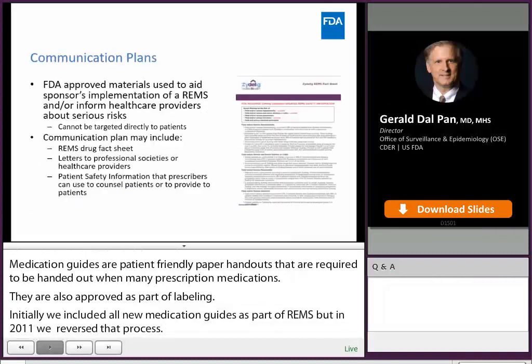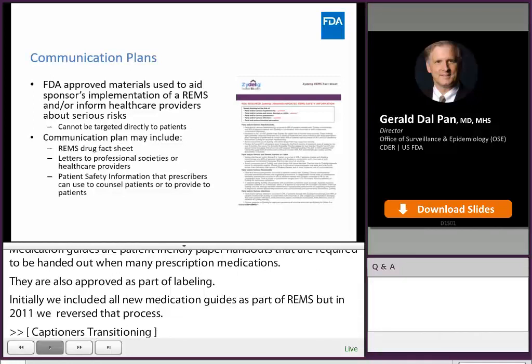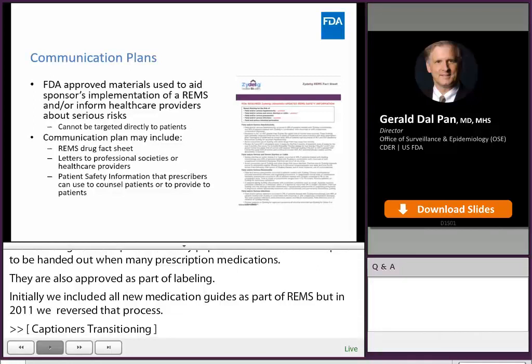Communication plans are FDA-approved materials that companies generate and disseminate, and they're used to aid the company's implementation of a REMS and to inform healthcare providers about serious risks. These may include drug fact sheets, letters to professional societies or healthcare providers, and patient safety information that prescribers can use to counsel patients or to provide to patients.